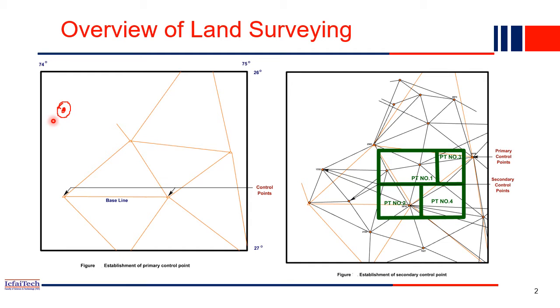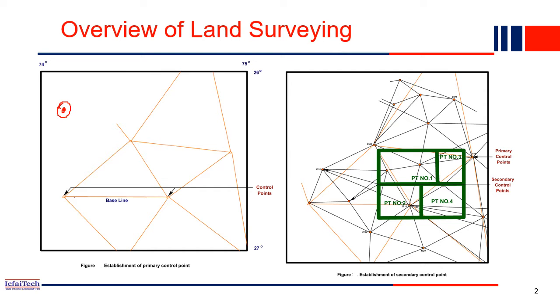Minimum two control points are actually required to prepare the map. A control point means where we know the coordinates, latitude and longitude. For example, in this map, if you see, this is one control point. The latitude and longitude of this point we know. Similarly, this is another control point. These two control points we know, and the connecting line between these two control points we call the baseline. For this baseline, we know the length and the azimuth. Azimuth means how much angle it makes with the north.